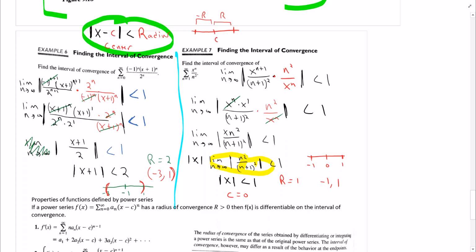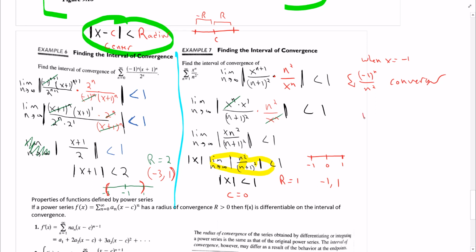So let's plug these numbers in, right? Let's plug in -1 to the original. So when x equals -1, we're going to get (-1) to the n over n squared. I don't know if this is obvious to you or not, but this is an alternating p series. It's an alternating series. But you could also do the absolute value test, right? Take the absolute value of this, you're going to get 1 over n squared, which also converges. So this is absolutely convergent. You could show that the alternating series converges, and the absolute value converges. So all that's important is that this converges.